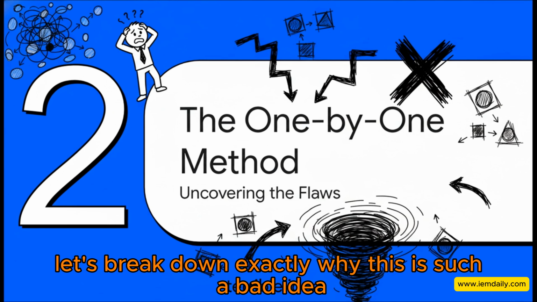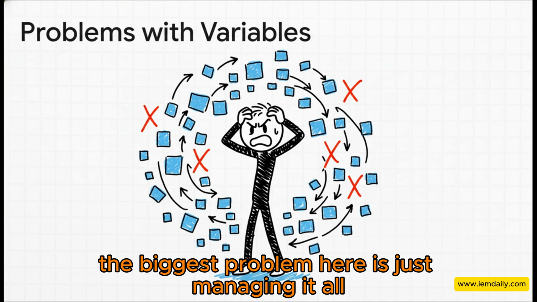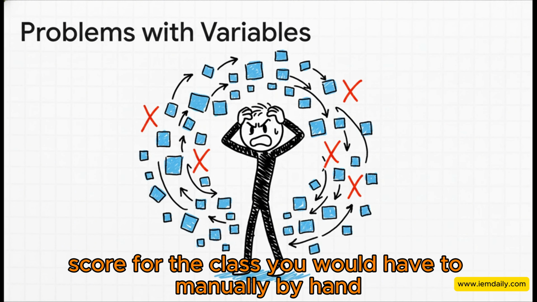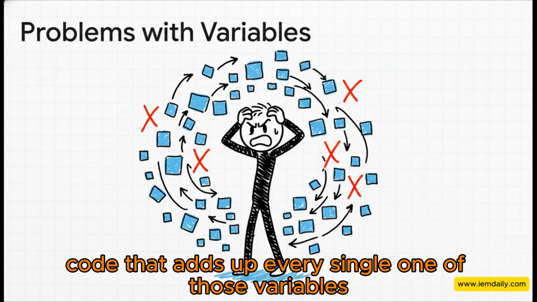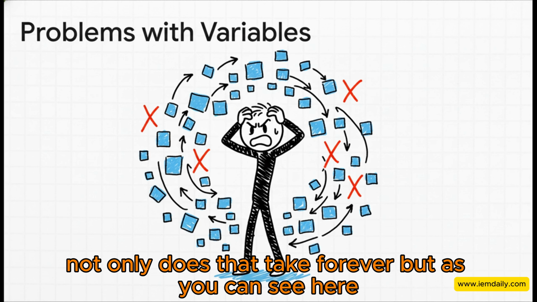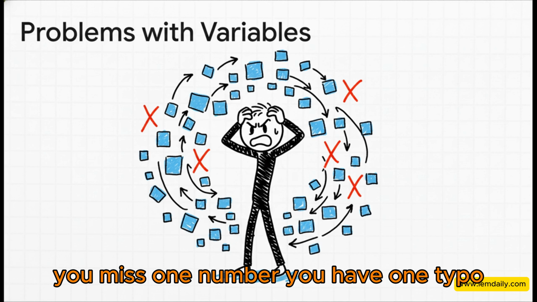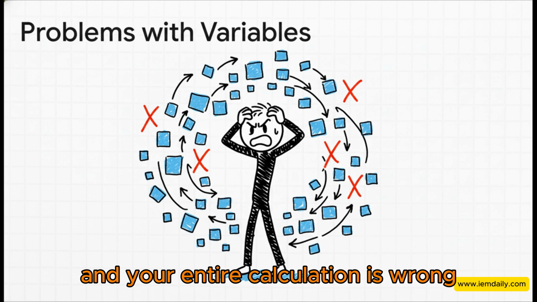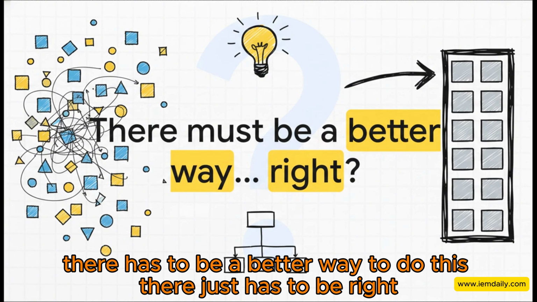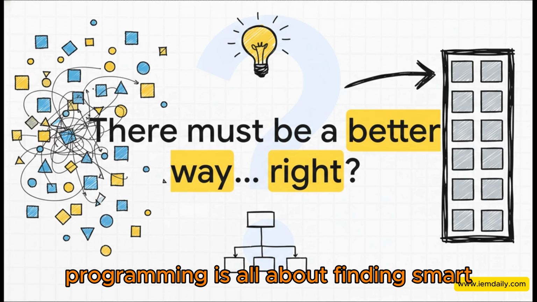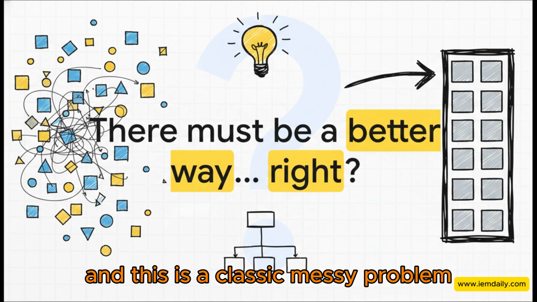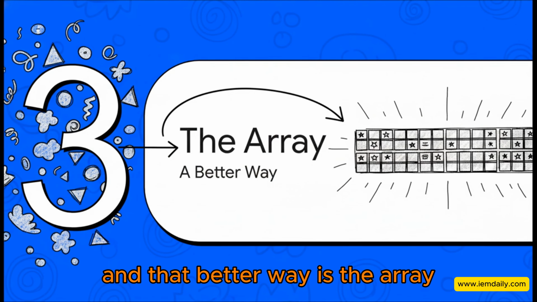Let's break down exactly why this is such a bad idea. The biggest problem here is just managing it all. Imagine you wanted to calculate the average score for the class. You would have to manually, by hand, write code that adds up every single one of those variables. Not only does that take forever, but as you can see here, it is so easy to make a mistake. You miss one number, you have one typo, and your entire calculation is wrong. So you've got to be thinking, there has to be a better way to do this. There just has to be, right? Of course there is. Programming is all about finding smart, elegant ways to solve messy problems, and this is a classic messy problem. And that better way is the array.